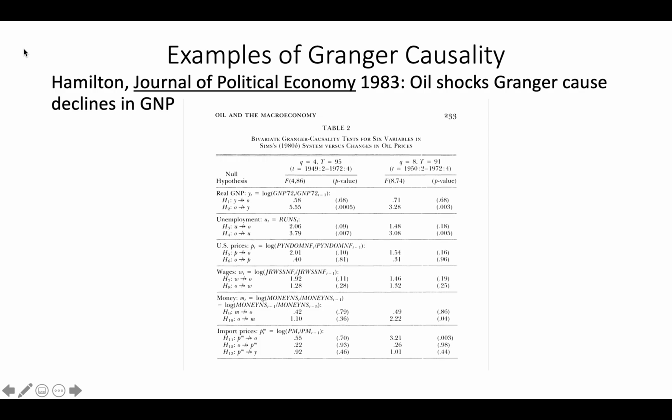So he applied Granger causality to note that even with the rather inertial effect of the global economy year after year after year, oil shocks can break through and have a causal impact on gross national product. So that's one example of Granger causality.